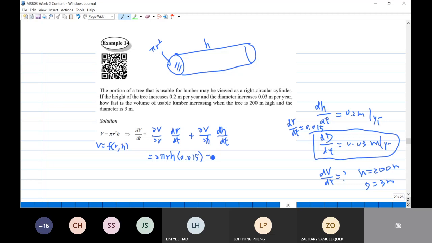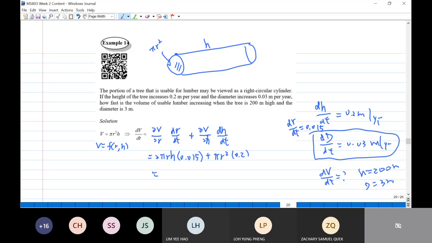Okay, differentiate V by the H now, pi r square, and then the HCT is 0.2. So put all this together. This is a simple calculation, no messy calculation involved. This one should be quite easy here.